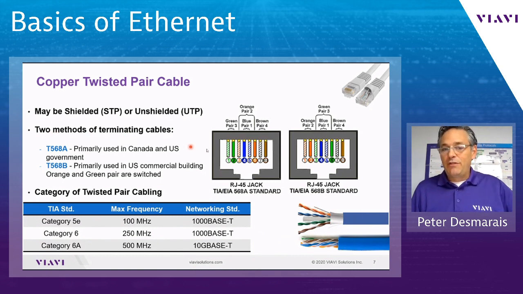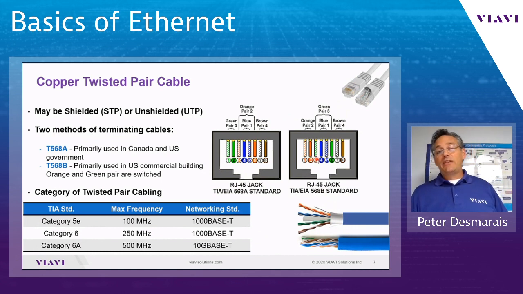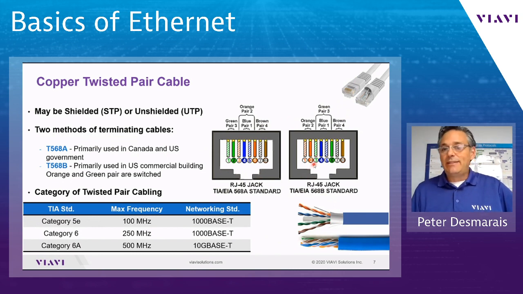There are two methods of terminating a cable into an RJ45, if it's a patch cord. There's the TIA 568A standard, and there's the TIA 568B standard. In Canada, most of the time you'll see 568A. In the US government as well, a lot of the punch downs, as we call them, are 568A. So the pairing is as shown there. In US commercial buildings, we typically use 568B. I'd say 95% of the time it's 568B.